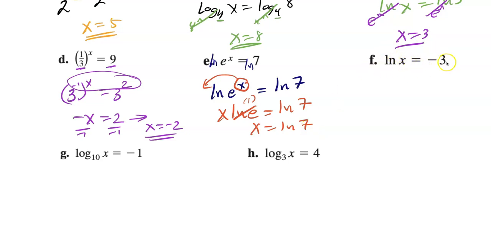Likewise, if you have a natural log, how do I solve this? You've got to take the e of both sides. So it's a little funky, it's e to the power of both sides. So it looks like this. e to the power natural log of x equals e to the power of negative 3. e and natural log cancel out, and you just get x equals e to the negative 3.